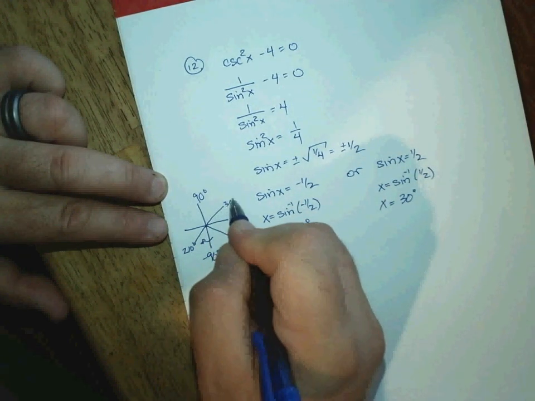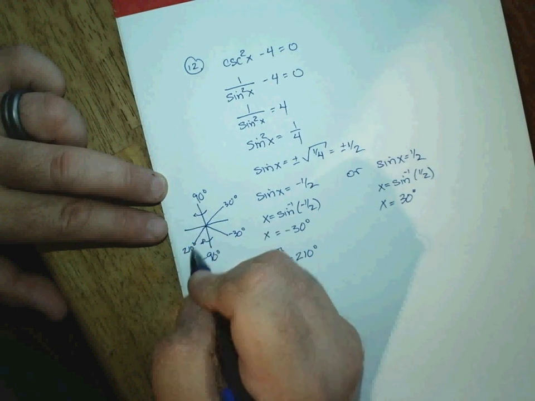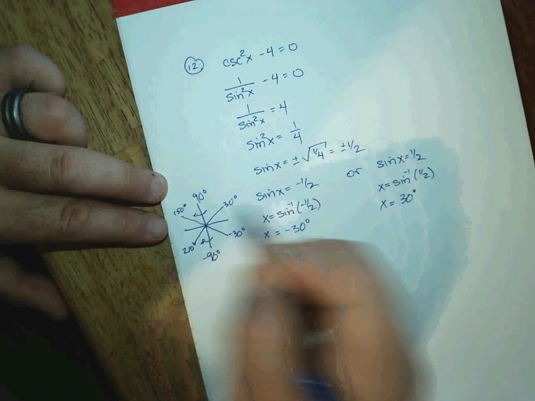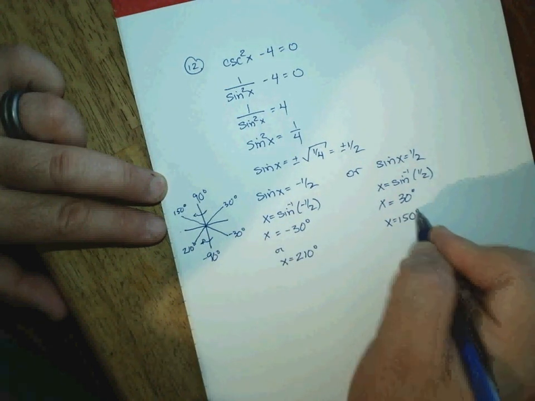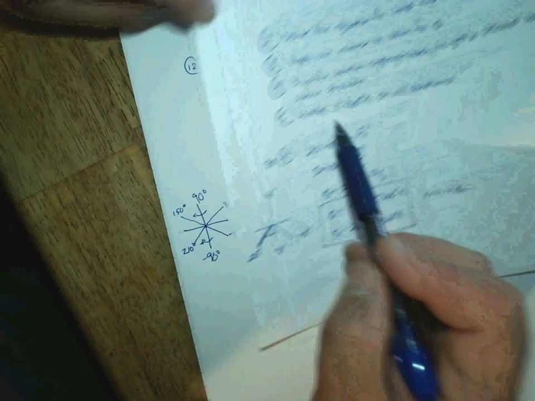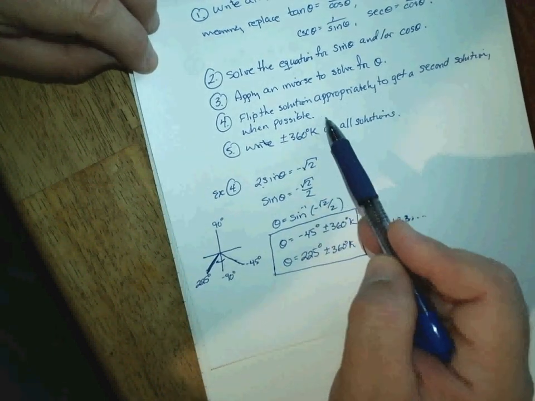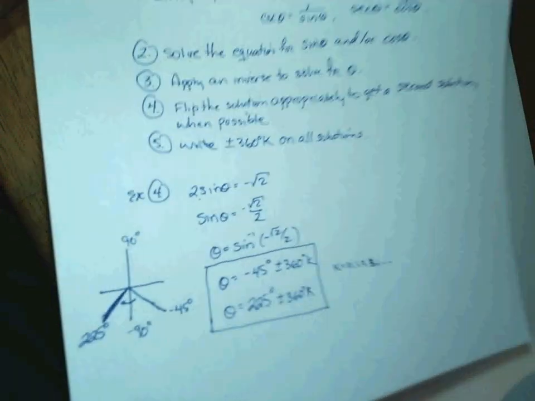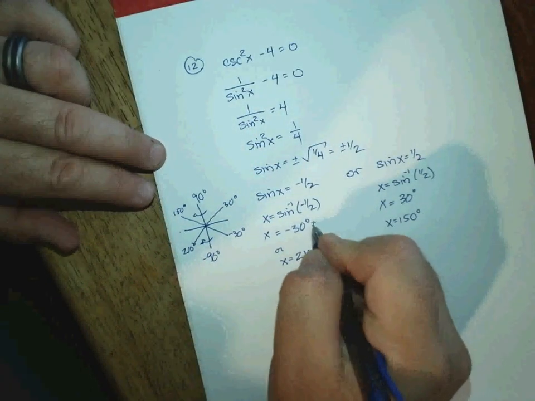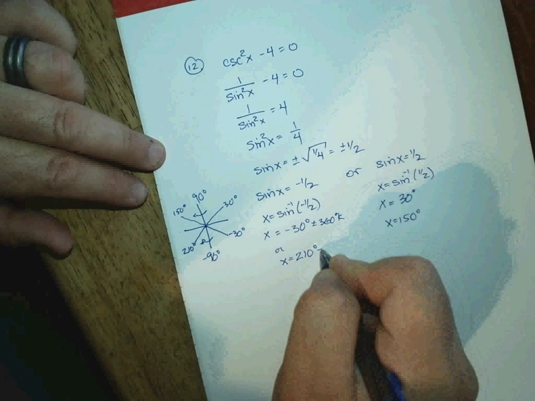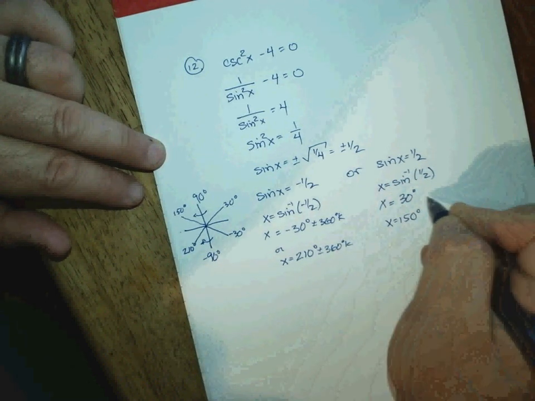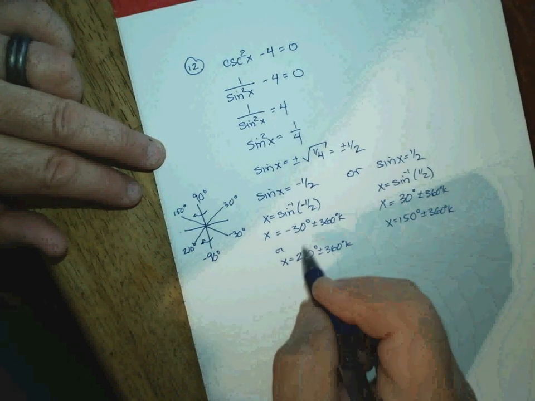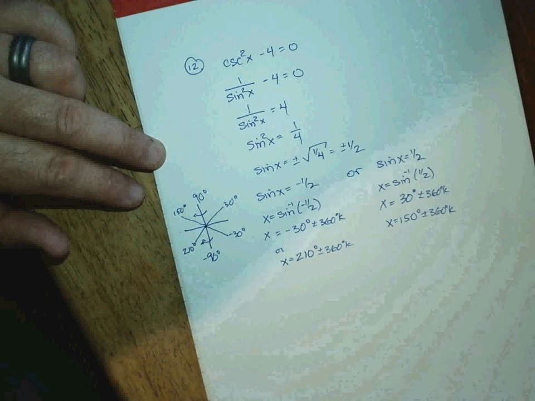Similarly over here, x is 30 degrees. The inverse sine can't see what's going on in the left half plane, so flip 30 degrees over. That's 180 degrees minus 30 degrees, or 150 degrees. Those are the appropriate flips that we do in step 4 to get a second solution when possible. Finally, on your solution, simply write plus or minus 360 degrees k, and you're completely done with the problem. There you have it, all your solutions.